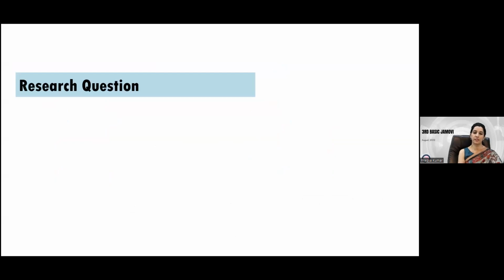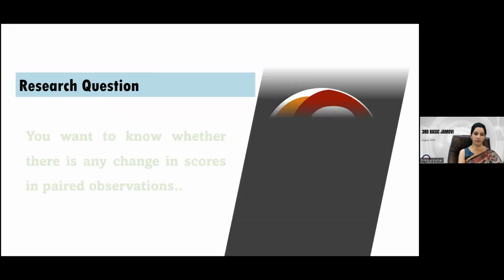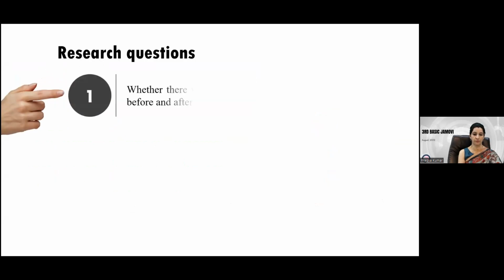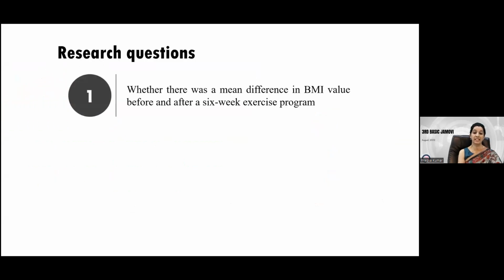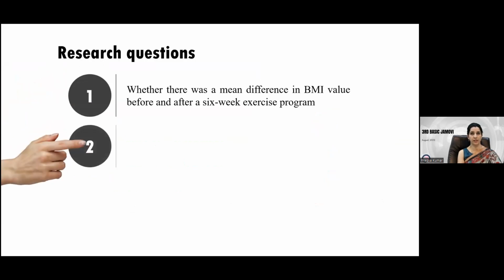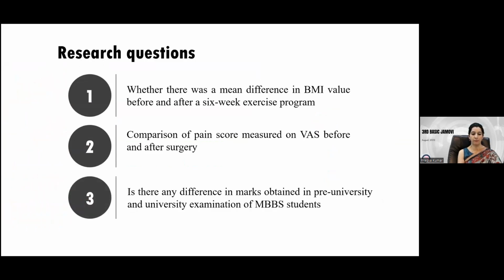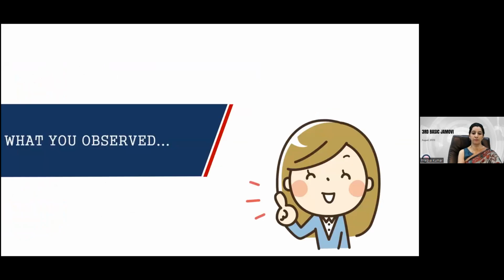So what could be the research question for such type of analysis? I want to know whether any change is there in the scores in paired observation. The first question could be, is there any mean difference in BMI value before and after a 6-week exercise program? What is the change in the mean pain score measured on VAS before and after surgery? And probably, is there any difference in the marks obtained in pre-university and university examination of the MBBS students?